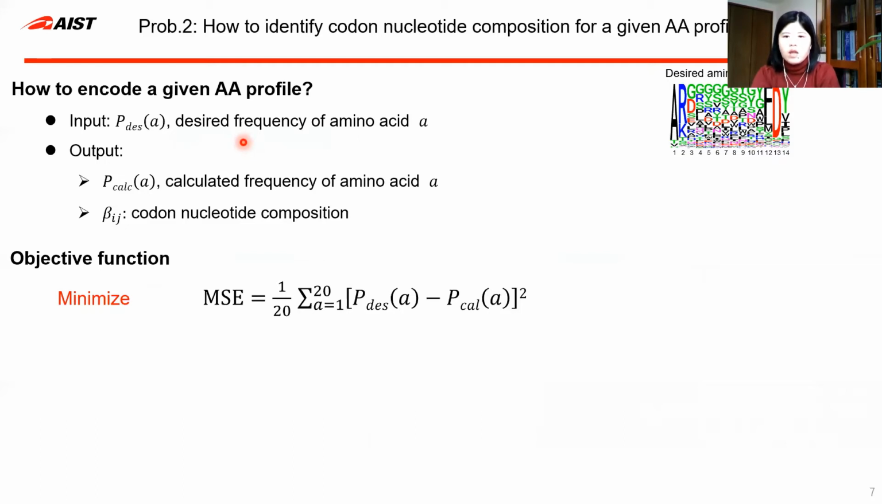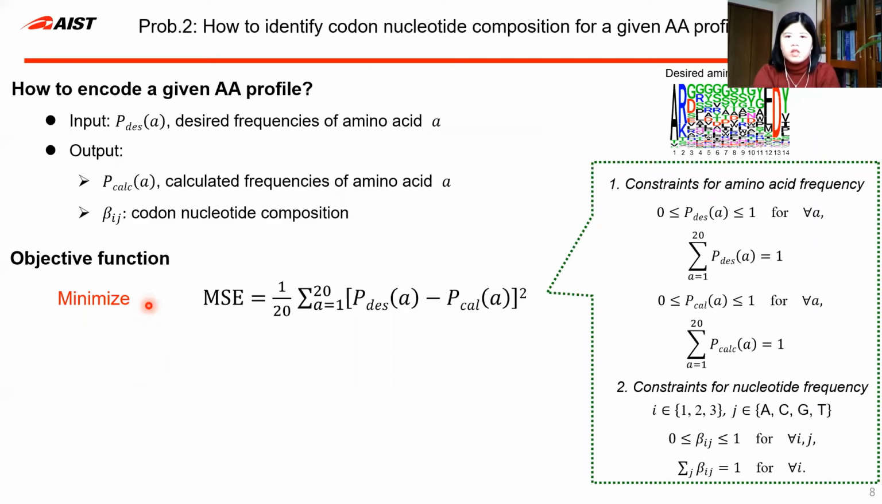We take the input as the desired amino acid profile. For an amino acid A, we define the frequency as t_A. The output contains the calculated frequency of amino acid A and the corresponding codon nucleotide composition beta_ij. Our optimization problem aims to minimize the mean square error, MSE, between the desired and calculated amino acid profile. This problem comes with several constraints on related parameters, as you can see here.